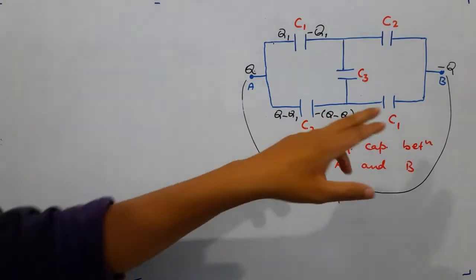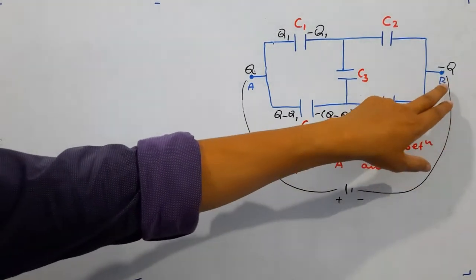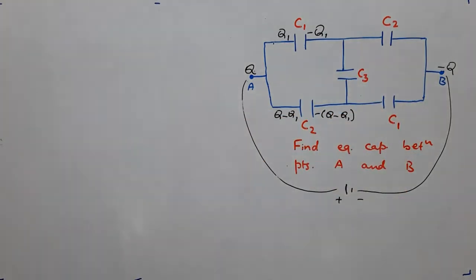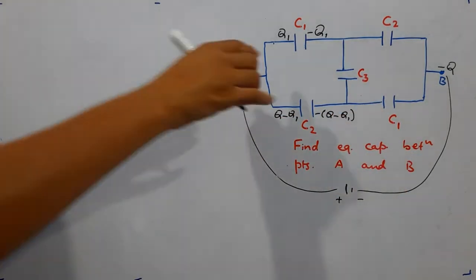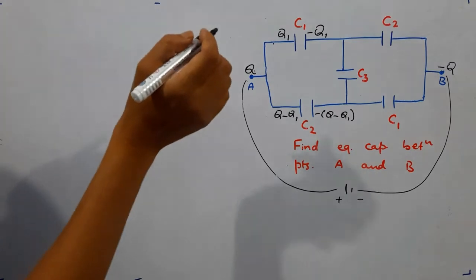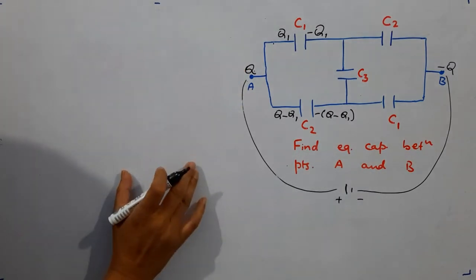Same thing I can do from the other end. At the other end, we have charge minus Q. That charge minus Q will distribute between these two plates. Now in this particular question, we have not assigned some values for C1, C2, C3, C4. So we will be doing it by a general method.